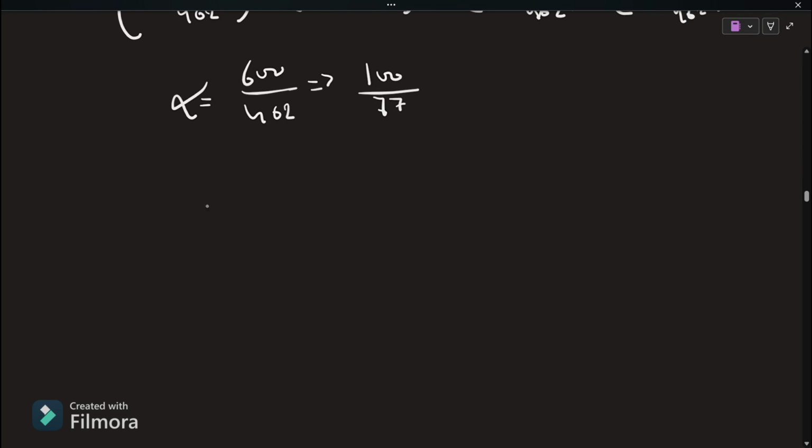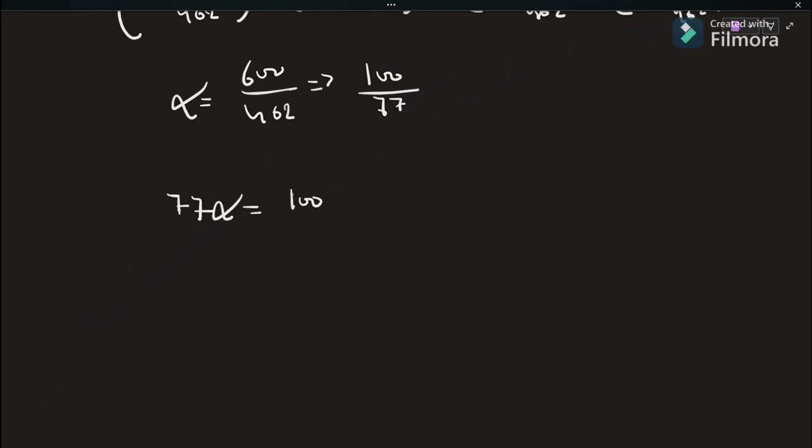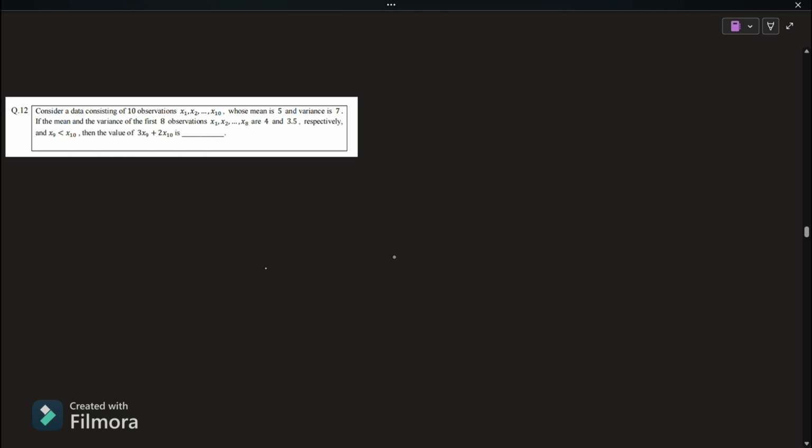Yep, so the value of 77 alpha equals 100. So we have solved this question. Now going on to the next one. Question number 12 is based on mean and variance.